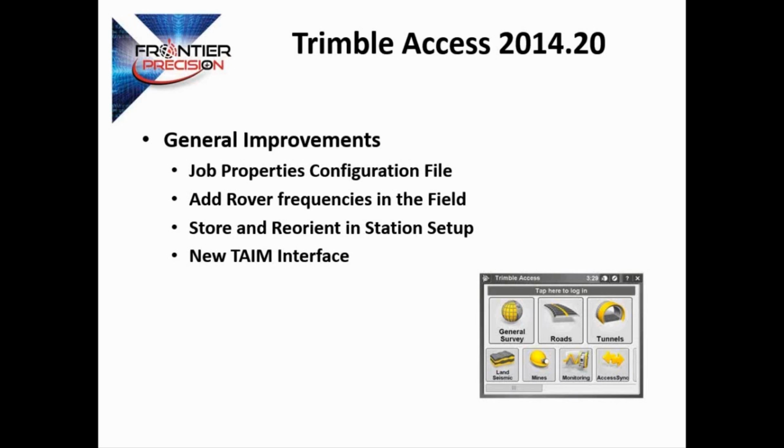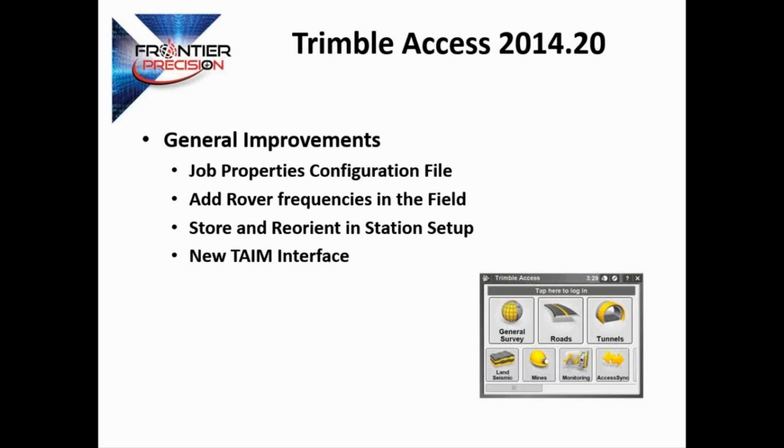Another new feature that quite honestly I've been asking for as long as I can remember is the ability to add rover frequencies while you're in the field. Traditionally, if you wanted to add UHF frequencies to your RTK rover, you would have to hook it up to the computer, and in the computer you can modify the frequencies, add them, things like that. Now you can do that right in the field under the settings screen of your survey style. When you go in there, you can go ahead and add rover frequencies. You cannot add base station frequencies, however, but you can certainly add rover frequencies.